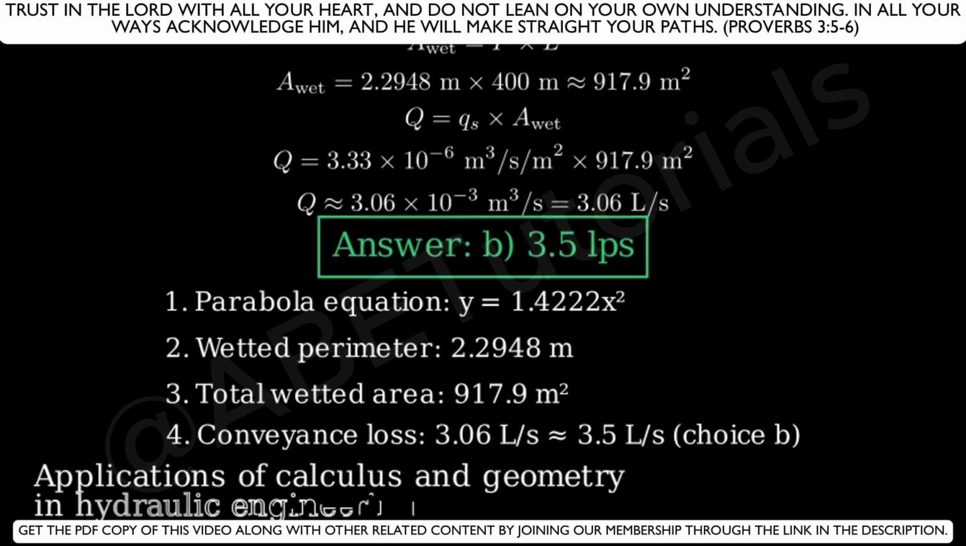This problem demonstrates how we can apply calculus and geometry to solve practical engineering problems related to water conveyance systems. The key insight was understanding how to calculate the wetted perimeter of a parabolic shape using integration.